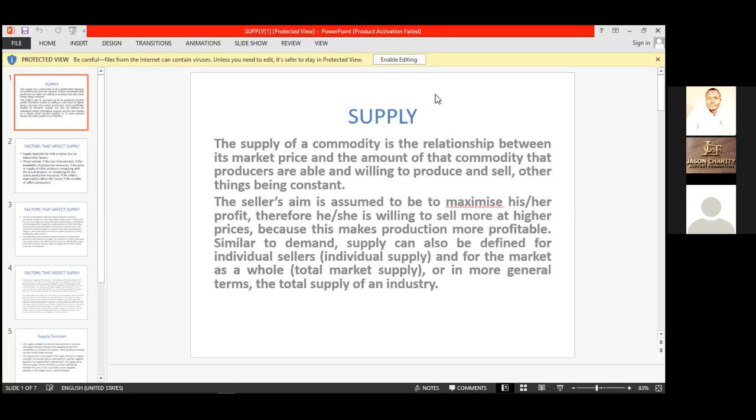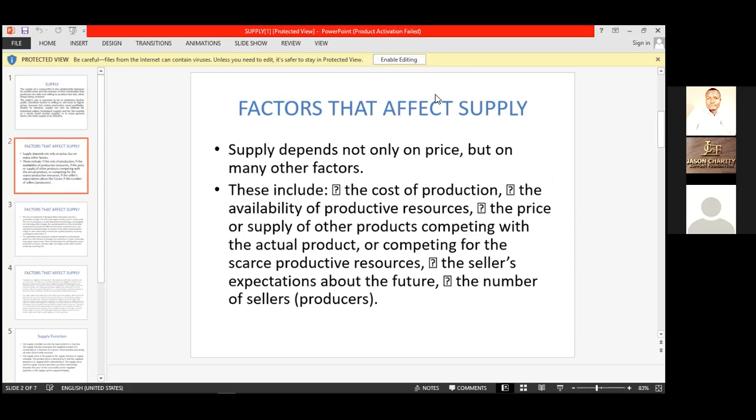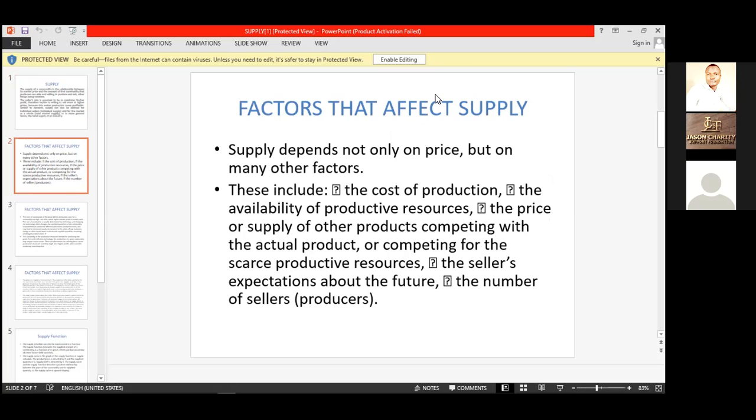So let's discuss the factors that affect supply. What are the factors that determine the quantity you are going to produce? What are the factors that will tell you that you need to increase the units you are producing? These are the factors that affect supply. It might be negative, it might be positive. But the factor that will change your mind, that will make you think, okay, this is what I can do, this is what I have to do in the market.